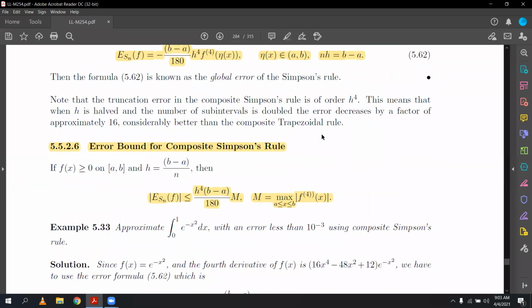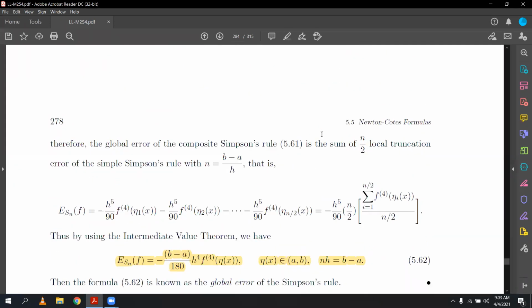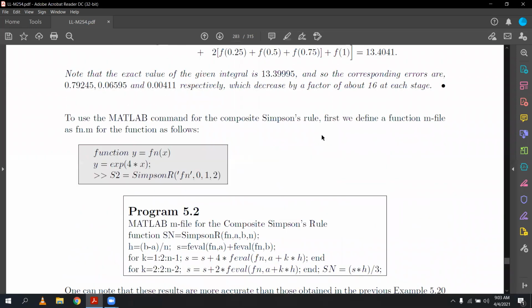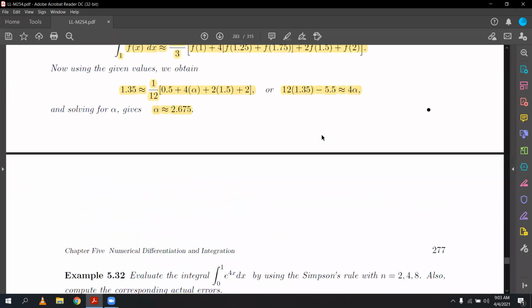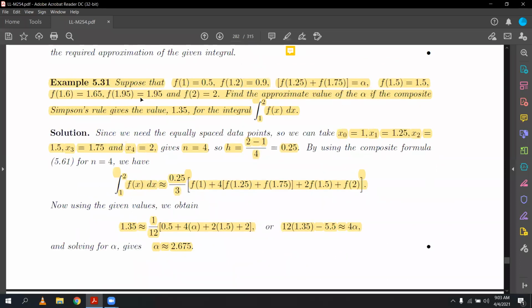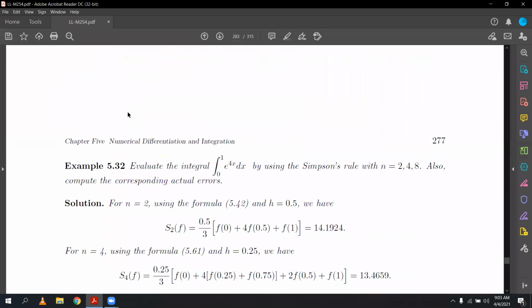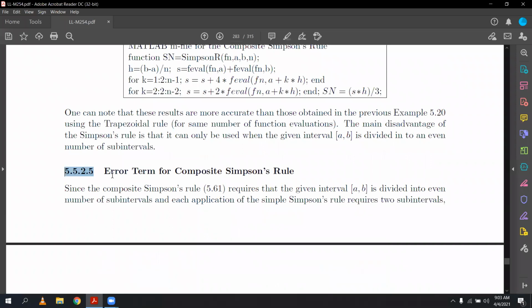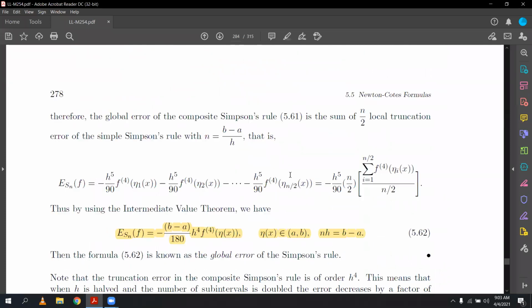So this is where we finished last time. We are doing the composite Simpson rule, and in the composite Simpson rule, we did the example. If you remember, this is the last example we did for 5.3.1 here. And let's do the next example. Before that, I give you the error term and the error bound formula for the composite rule.